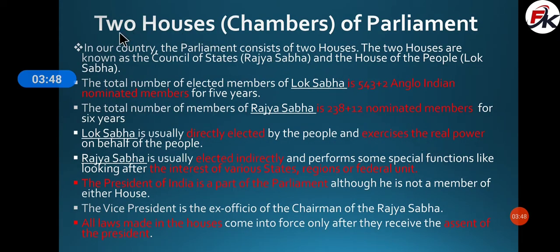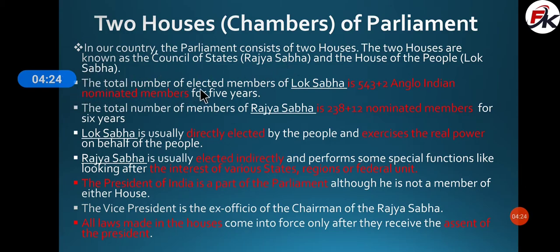Next subtopic is two houses or the chambers of Parliament. The Parliament has two houses or two chambers, the Lok Sabha and the Rajya Sabha. So we'll look into it. In our country, the Parliament consists of two houses. The two houses are known as the Council of States, that is the Rajya Sabha, and the House of the People, that is Lok Sabha.